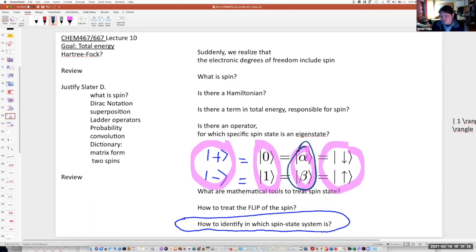People say alpha spin and beta spin. In other communities, people may use different notations, like 0 and 1, plus and minus. But from now on, I will try to follow alpha and beta notations.